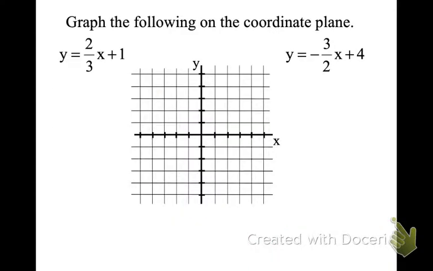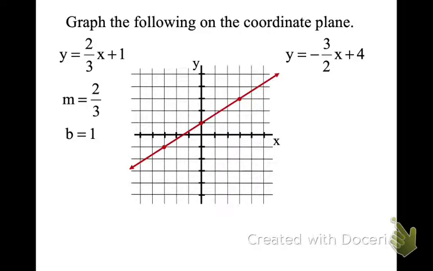Okay, graph the following on the coordinate plane. So my m is 2/3, my b is 1. I start at the 1, put a point. I'm going to rise 2, run 3. Rise 2, negative 2, negative 3. So down 2, left 3.